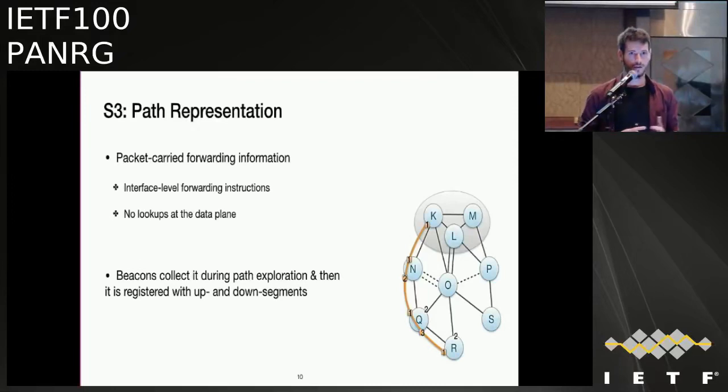In the figure, you can see an example of how an AS can allocate interface identifiers locally. So this is only a local process. Now this interface-level information is embedded into the beacons during the beaconing process. And this is how the endpoint will eventually learn this information through the registered up and down segments.